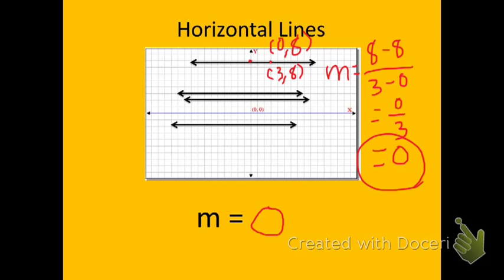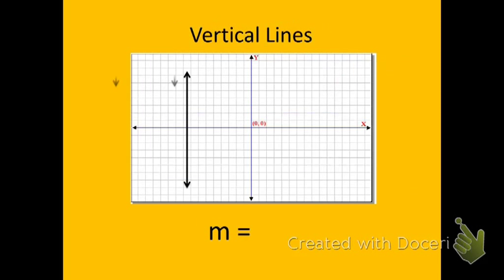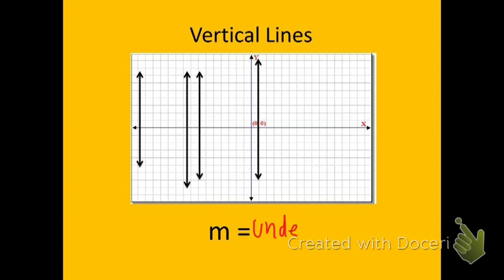Something similar happens with vertical lines, but a little different. If you think of vertical lines and their steepness, they're so ridiculously steep, since they're going straight up, that you can't define how steep it is. So, therefore, all vertical lines are going to have slopes that are undefined. And you can also come to the same conclusion by using the formula as well.